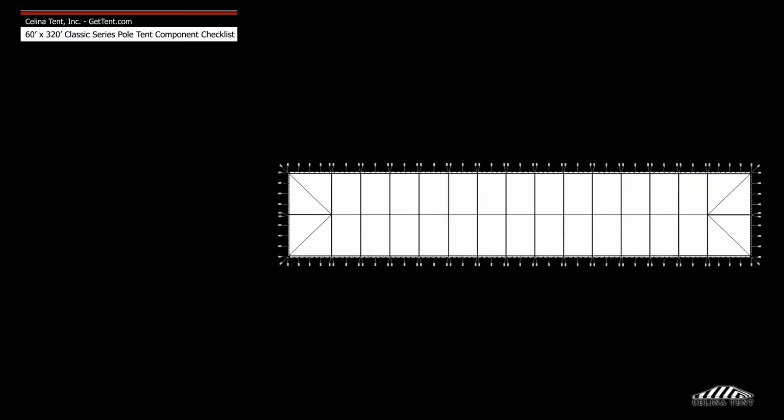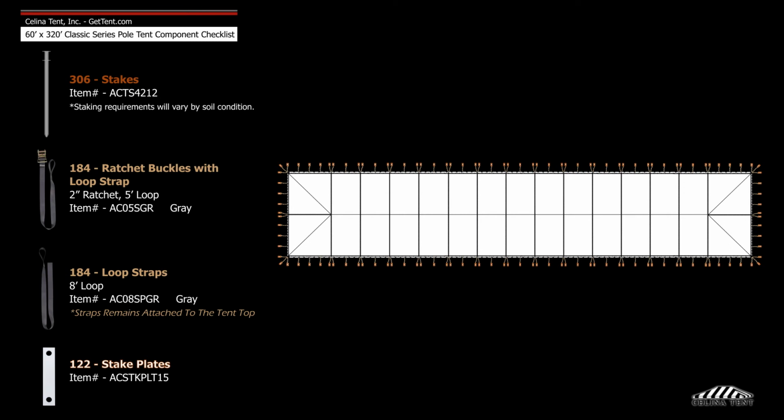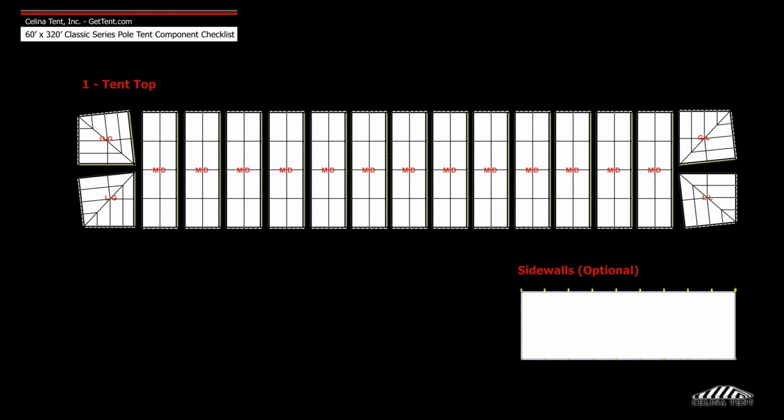Anchoring devices include 184 ratchet buckle assemblies, 122 stake plates, and 306 double head stakes. Fabric includes one tent top and optional sidewalls.